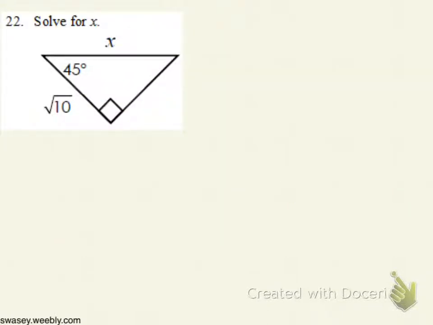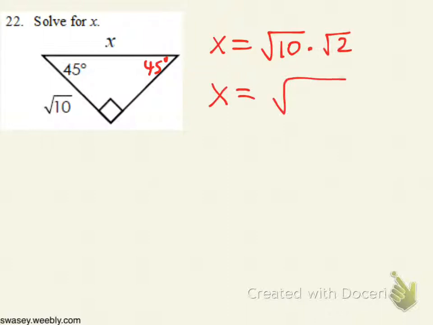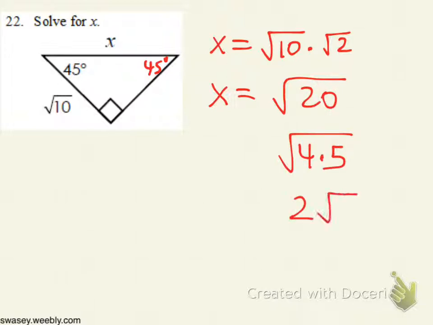We've got a 45, 90, so this is 45 as well. 45, 45, 90 triangle. For 45, 45, 90, the hypotenuse is equal to the leg length times root 2. Just have that memorized. So that's square root of 20. 20 has a perfect square factor of 4. Square root of 4 is 2, and so we get 2 square root 5 for the hypotenuse there.